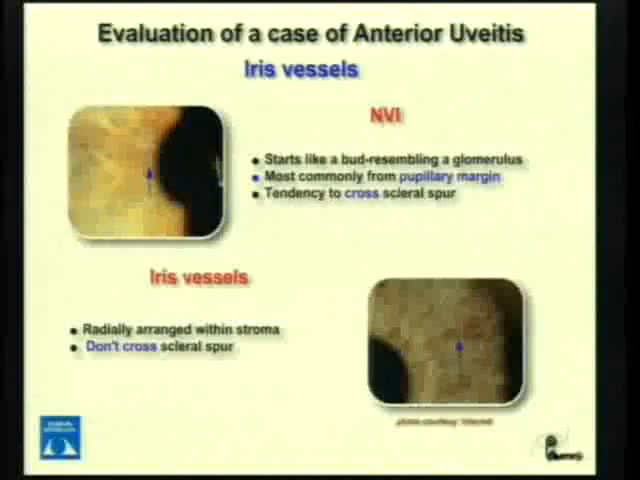Very good. This is the Koppe lens. The next step is to differentiate between neovascular iris vessels and the normal iris vessel. Neovascular iris vessels start as a bud. They most commonly arise from the pupillary margin, whereas the normal iris vessel is radially arranged within the stroma, and on gonioscopy, it does not cross the scleral spur.